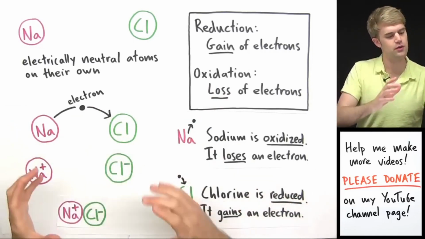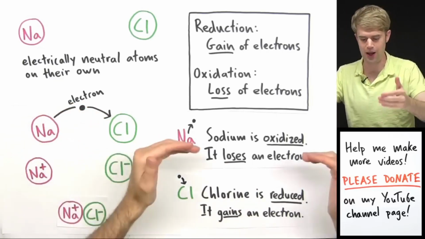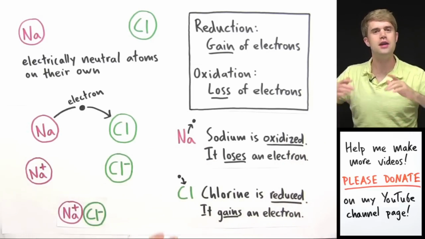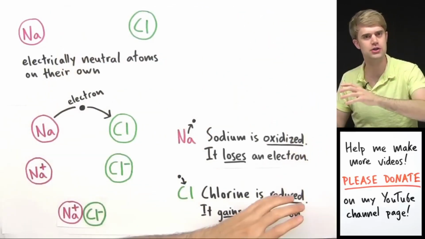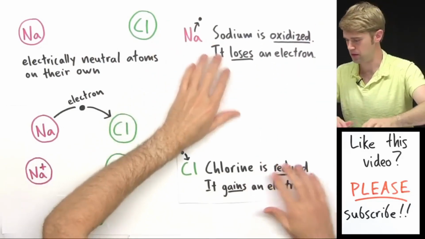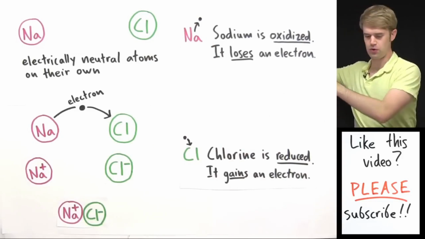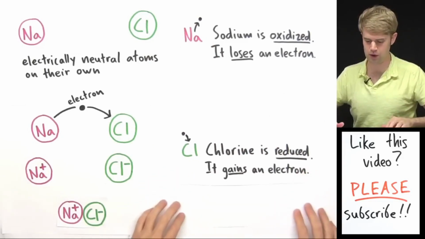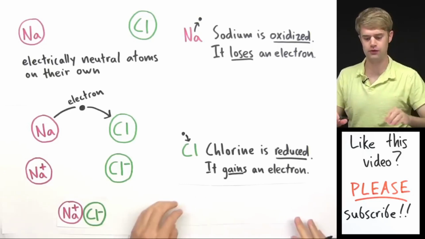We can sort of show this oxidation and reduction with this picture that I drew, or we can describe it in words. The next thing that I want to do is show you how we can write chemical equations that show oxidation and reduction. So let's start out here with chlorine. I want to write a chemical equation that shows the reduction of chlorine.